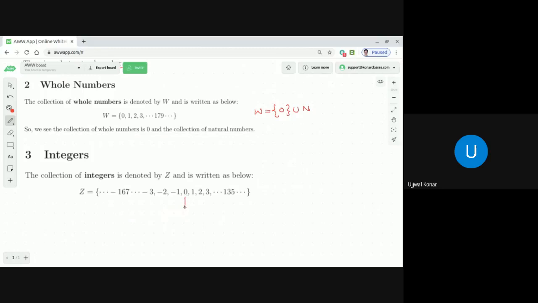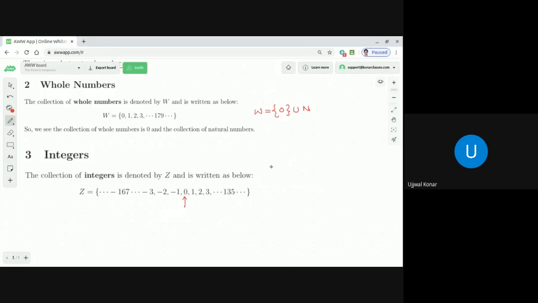You see, from 0 we go on the right hand side 1, 2, 3. In that way, it goes up to infinity, and on the left hand side also -1, -2, -3. In that way, it goes up to minus infinity. So the collection of integers is denoted by Z and is written like this, as you see.